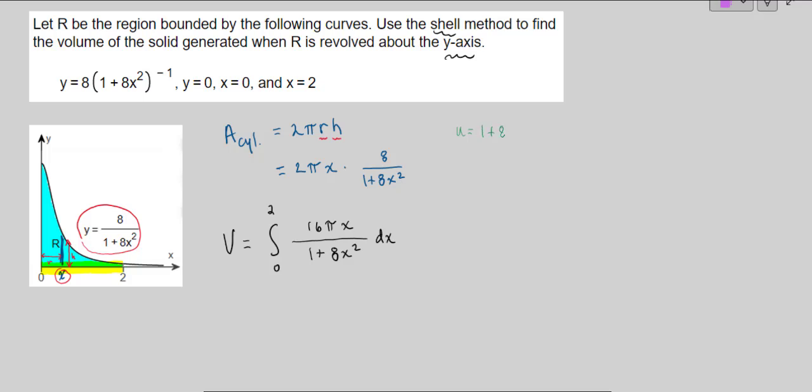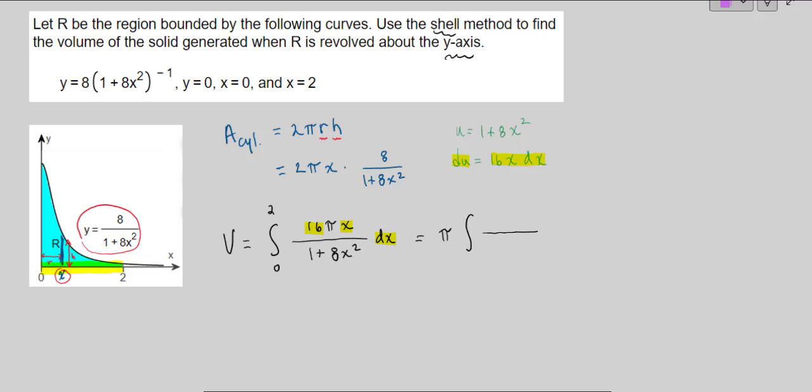And if we let u equal 1 plus 8x squared, we are going to end up with this relationship, that du is equal to 16x dx. And that's already present here. So we don't want to pull out the 16, because 16 times x times dx, right there, 16x dx, all gets replaced with du. So let's go ahead and do what we can. The pi, though, certainly can come out to the front.